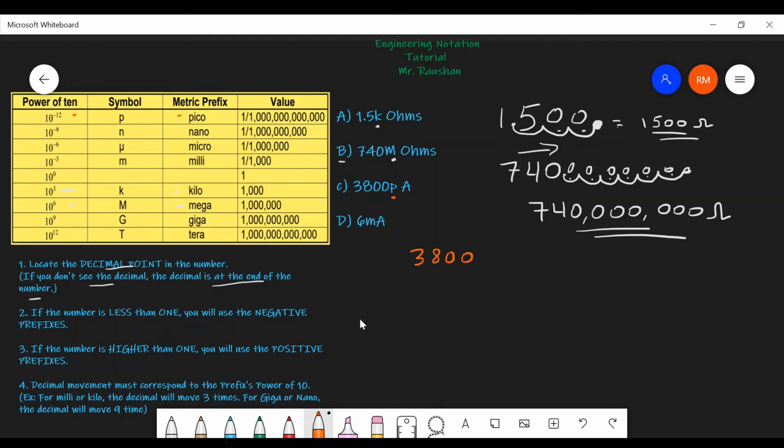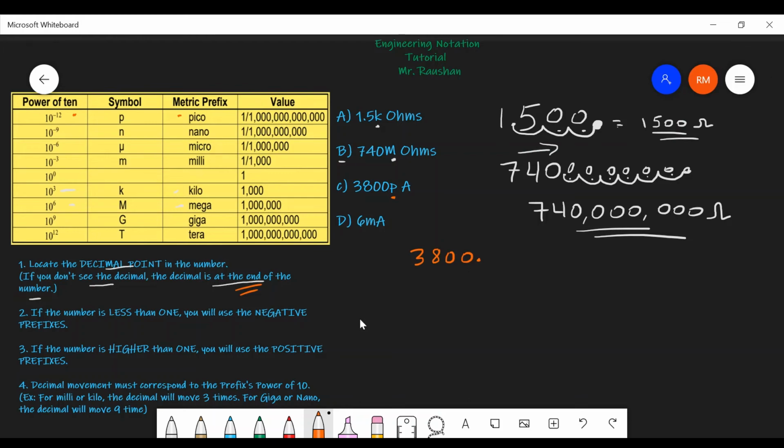So pico is 10 to the negative 12. You must move it 12 times. Where is my decimal here? Is it before the 3? Between the 8 and the 0? If you cannot see it, it must be at the end of the number. Okay? With the decimals right here, guys.